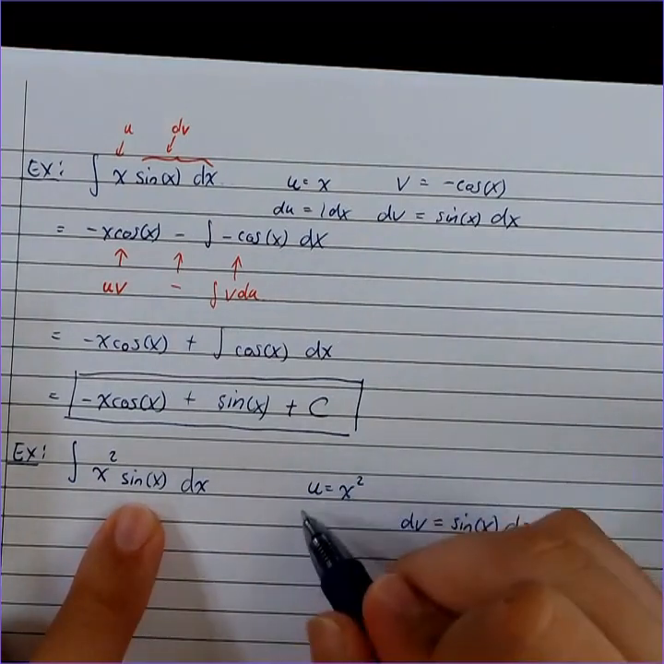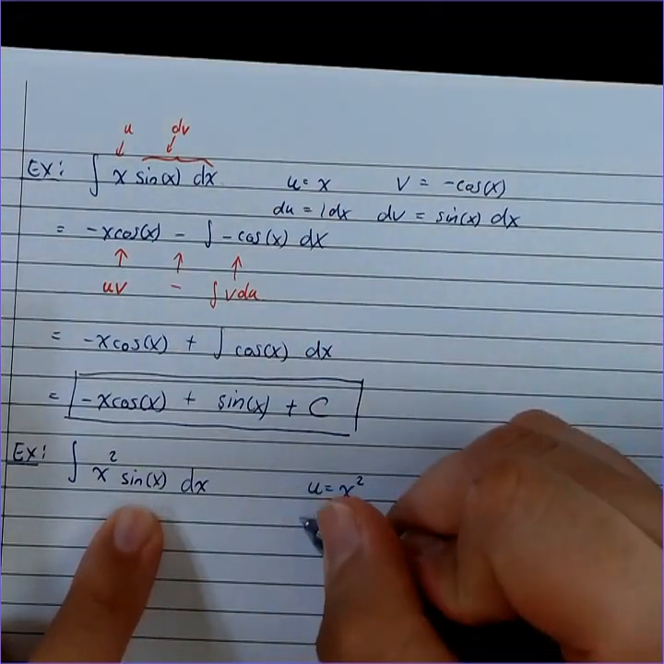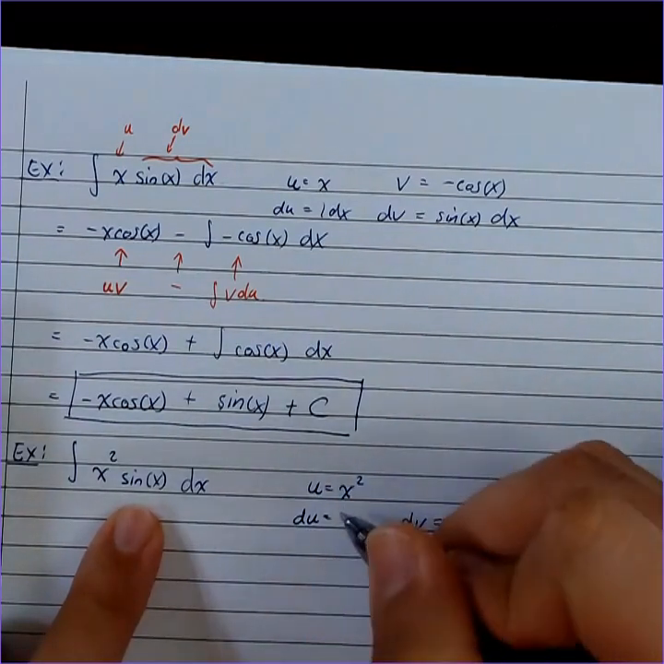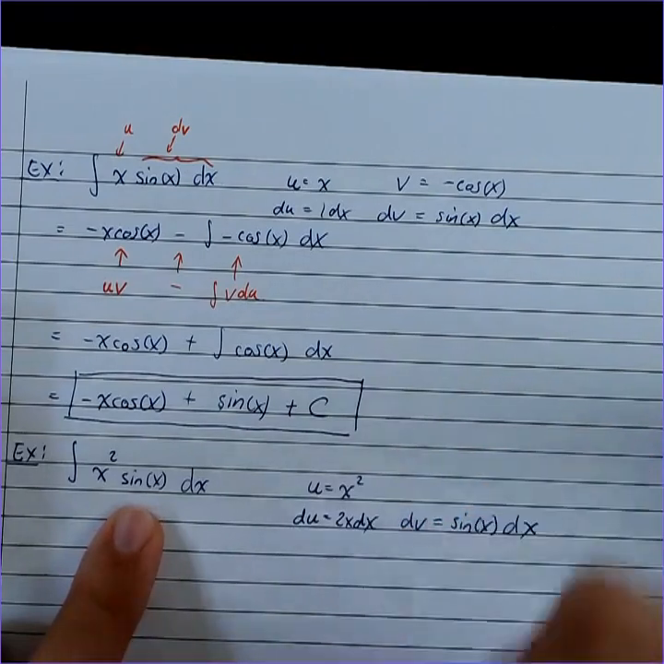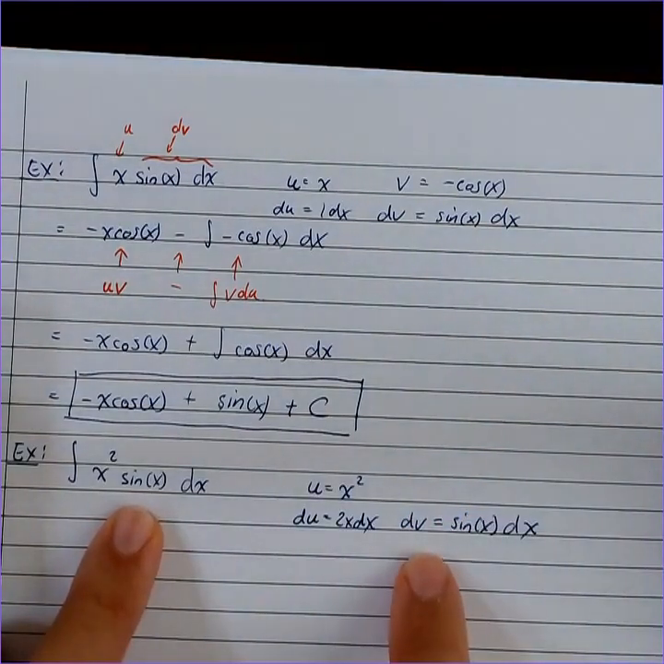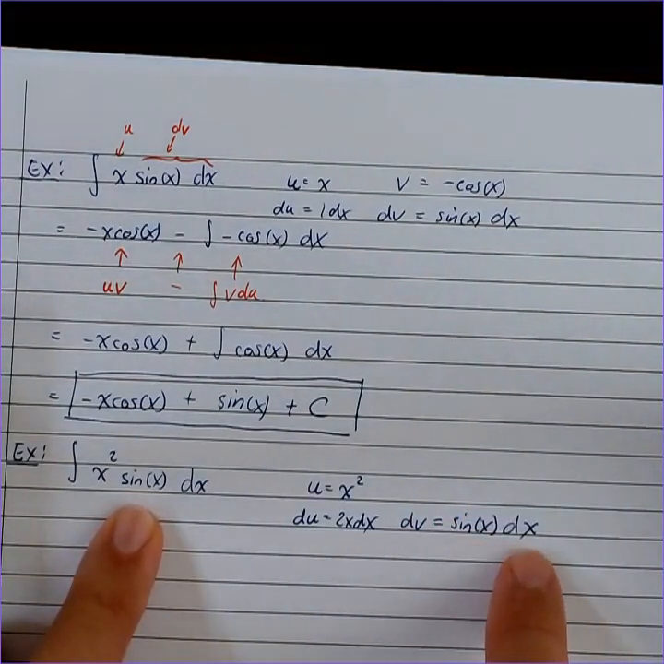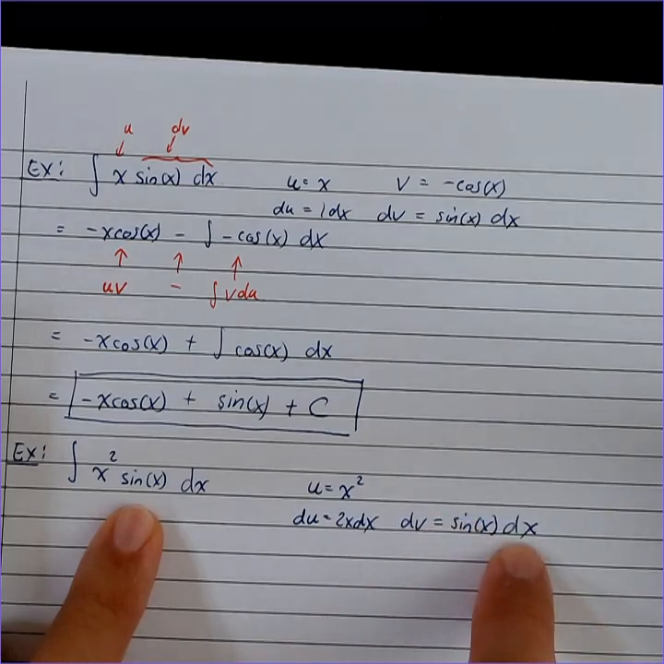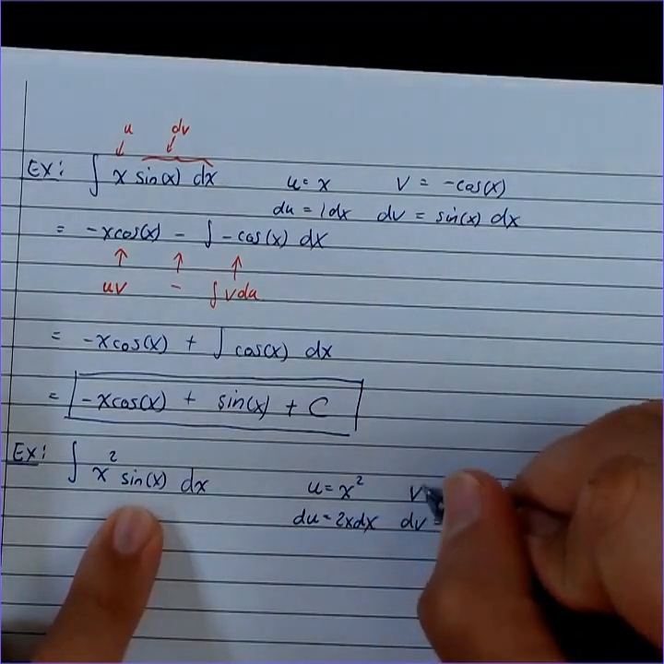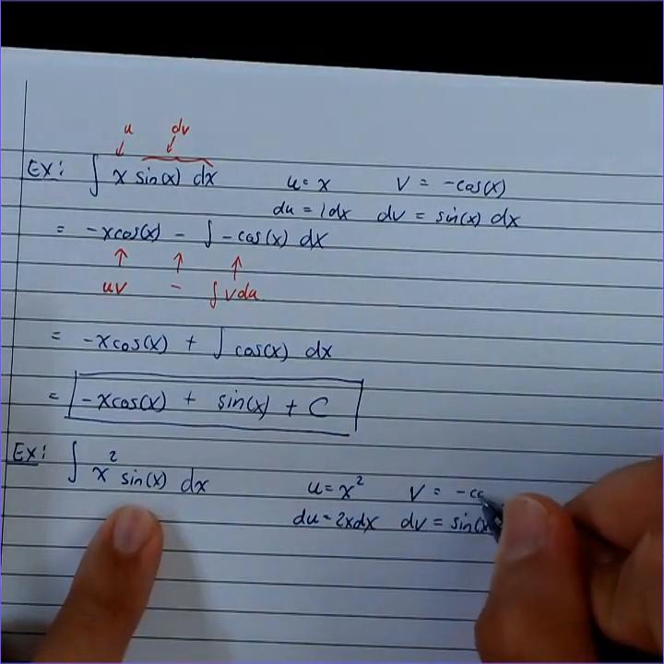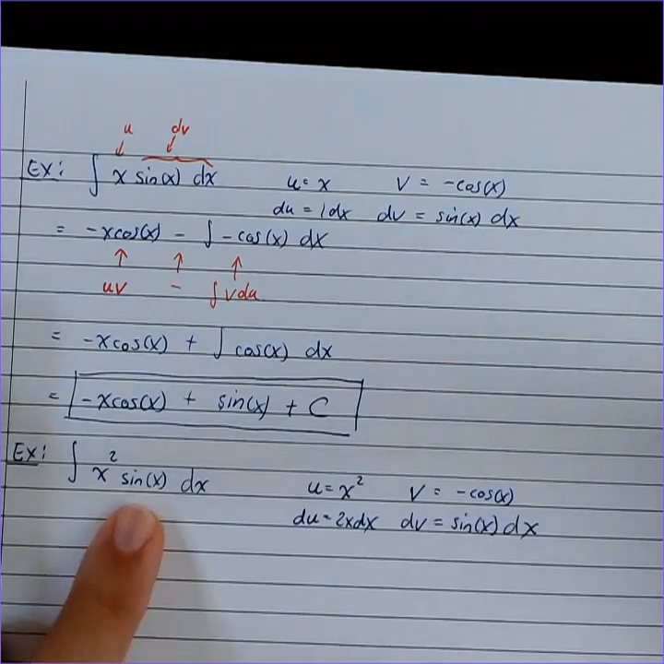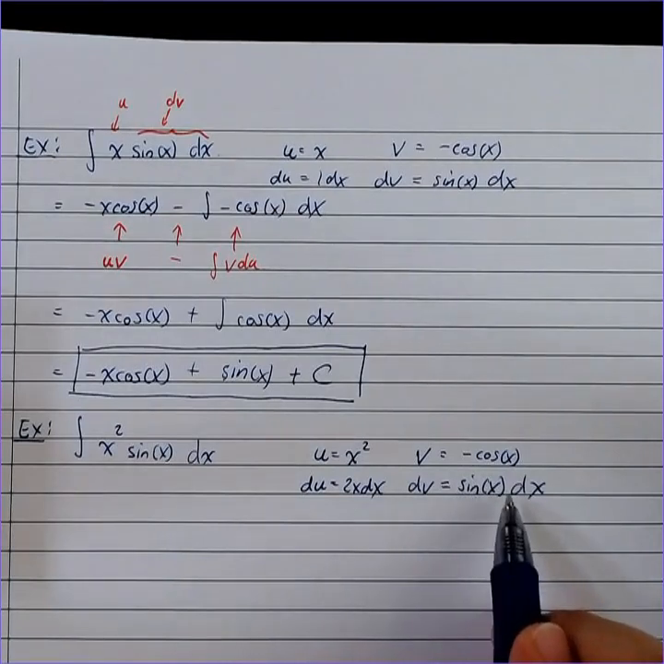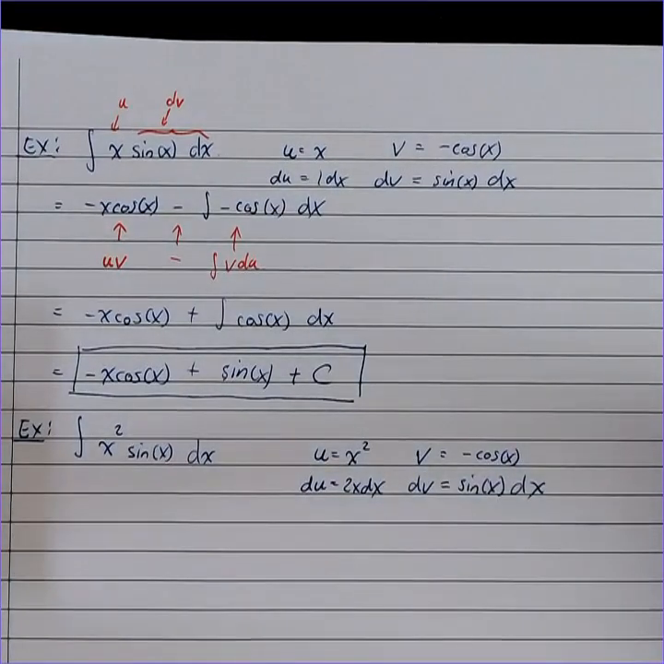Okay, so now, if that's u, the derivative times the differential is going to be our new differential. du is going to be 2x dx. And if dv is equal to sine of x dx, well, then that means the integral of sine of x dx, which is negative cosine of x, that's our v. We'll worry about the plus constant at the end. So here, the integral of dv gives us our v.